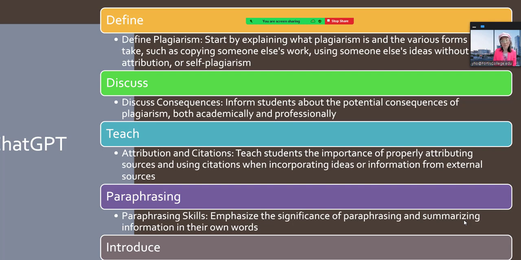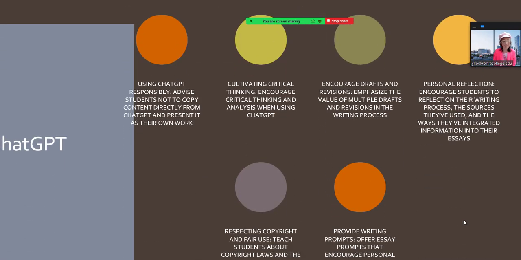Originality checks. Introduce students to plagiarism detection tools that may be used by educators to check for originality in their essays. So use ChatGPT responsibly. Cultivate critical thinking. Encourage critical thinking analysis when using ChatGPT. Encourage drafts and revisions. Emphasize the value of multiple drafts and revisions in the writing process. Personal reflection. Encourage students to reflect on their own writing process, the sources they've used, and the ways they've integrated information into their essays. Respecting copyright and fair use.